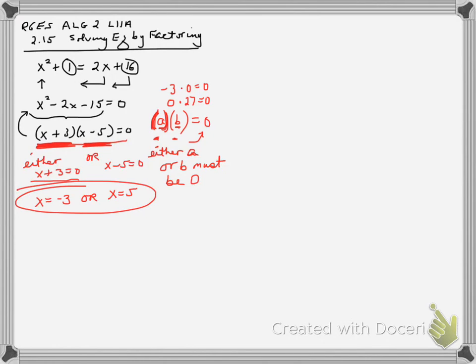Go back and plug it into the original equation, and you will see that putting in either of these, I will get 0. Okay? So that's how we solve an equation using the method of factoring. Now we can also solve an inequality using the method of factoring. But before we do that, I'd like to do another problem.